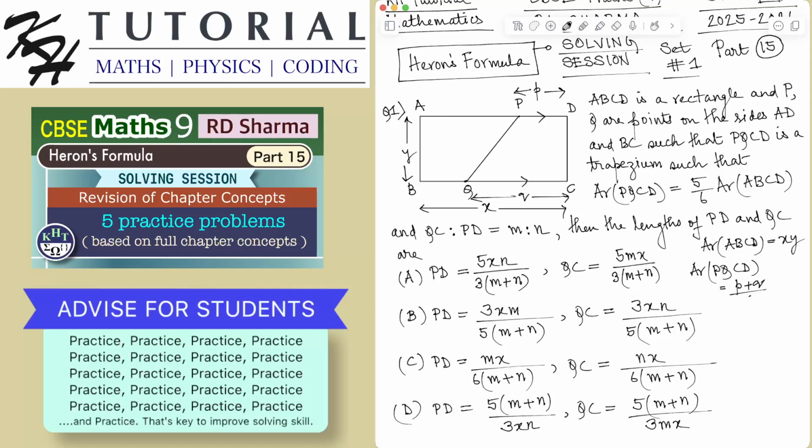So the area of the trapezium PQCD will be p plus q, that is the sum of the parallel sides, divided by 2, multiplied by the altitude of the trapezium PQCD, which is the width of the rectangle. Since the interior angles of a rectangle are 90 degrees, of course DC or AB is the perpendicular distance between the parallel sides PD and QC of the trapezium PQCD. So the altitude of the trapezium PQCD will be y. Okay.